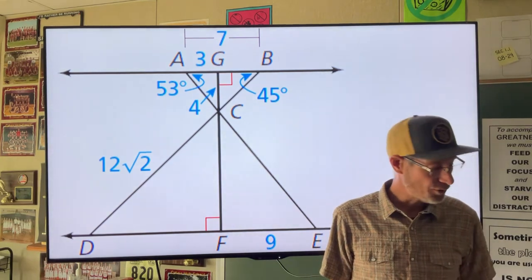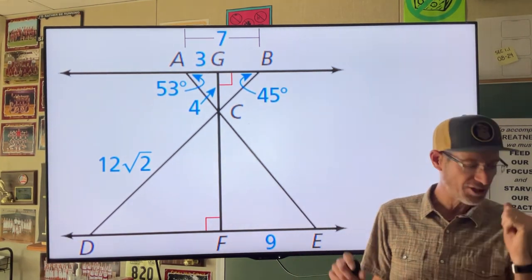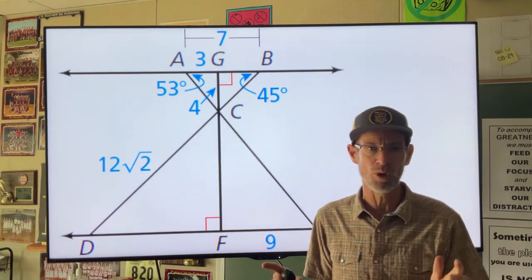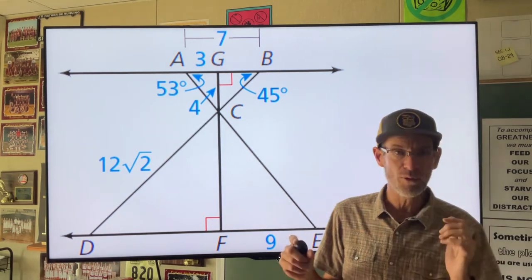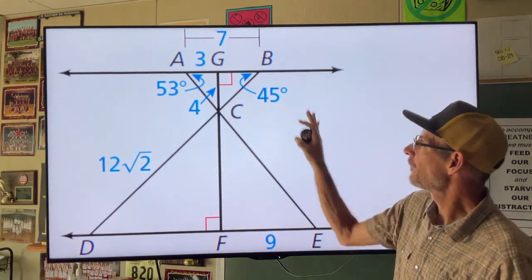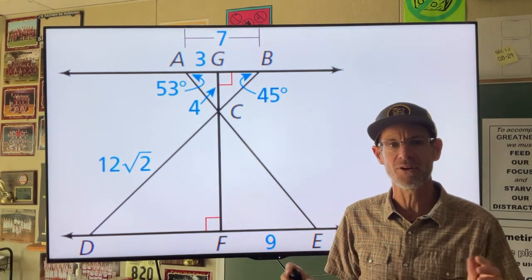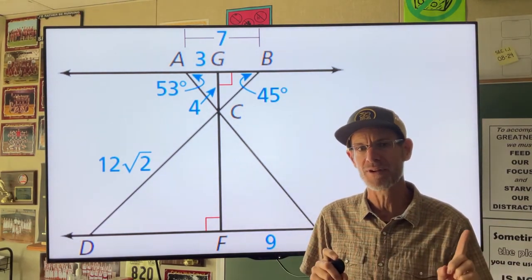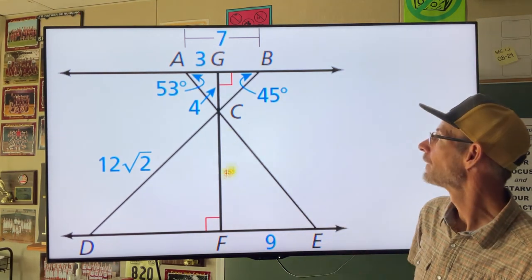All right, Math 2 students, if you're working on assignment number 33, that's from section 8.4, part 1. This picture is the picture for problems 12 through 18. And the first thing you need to know about this picture is you need to know the measure of every angle and you need to know the length of every side. So here we go. Write this down on the diagram.